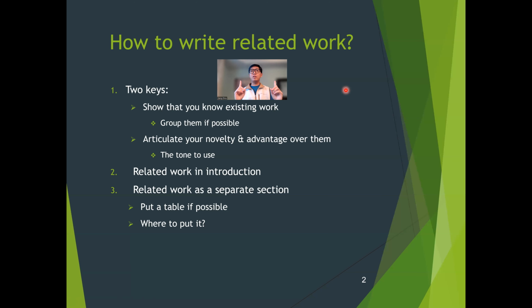So these are the two keys when people read related work. Why do people read related work? Because they want to be convinced, number one, that you know related work, and number two, that your work has novelty and advantage over existing work. Okay, it's better that your novelty and advantage is significant.